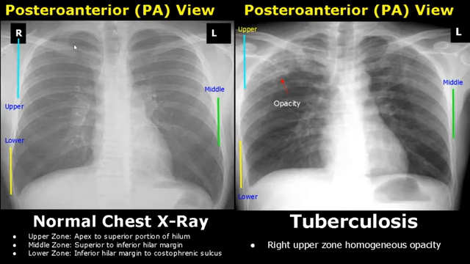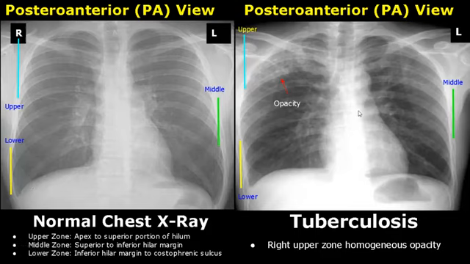The upper zone starts from the apex to the superior margin of the hilum. The middle zone is from the superior margin of hilum to the inferior margin of hilum. Lastly, the lower zone is from the inferior margin of hilum to costophrenic sulcus.